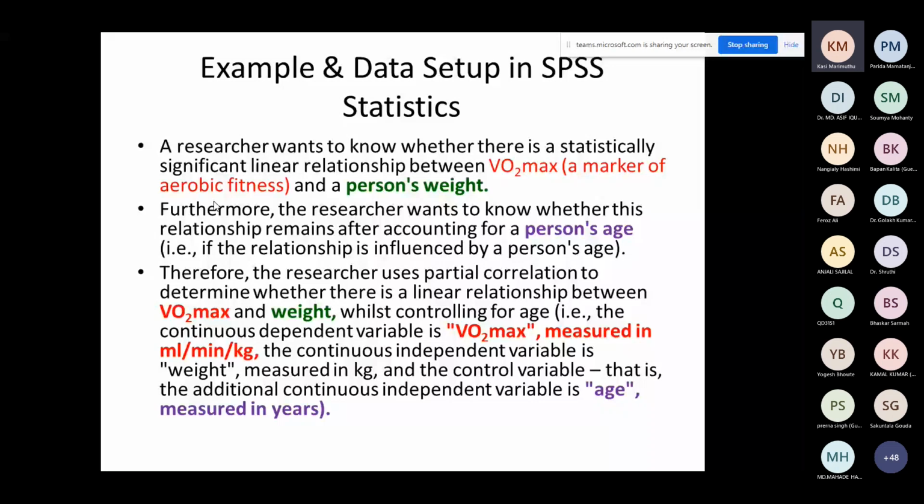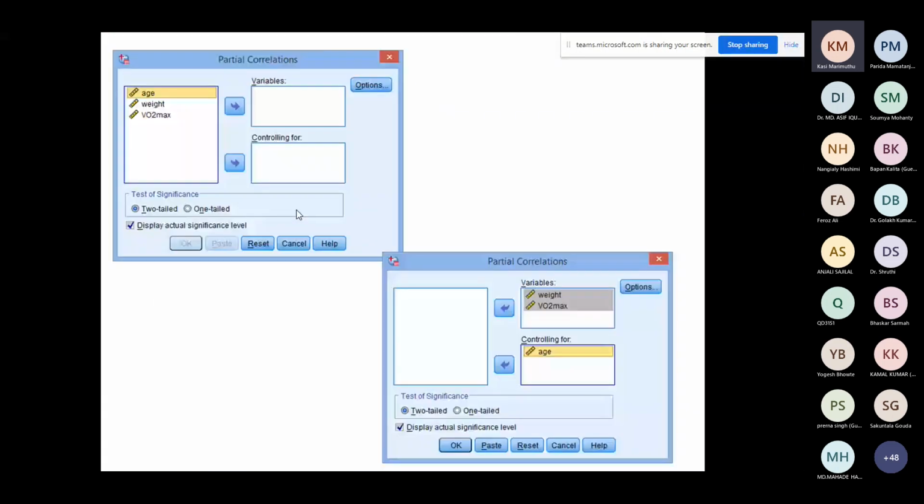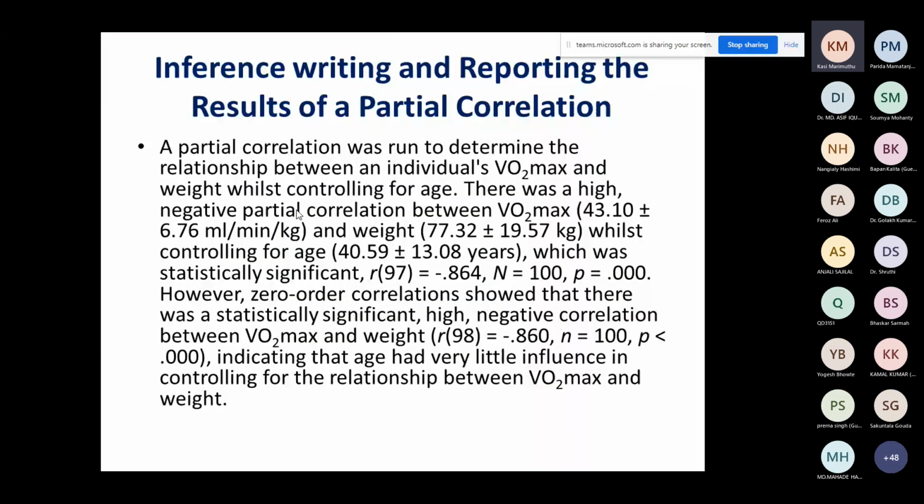Agree? Agree? Otherwise, I will give you another example. Another example, let me see whether I have any other example here, easy for you to understand. Okay.